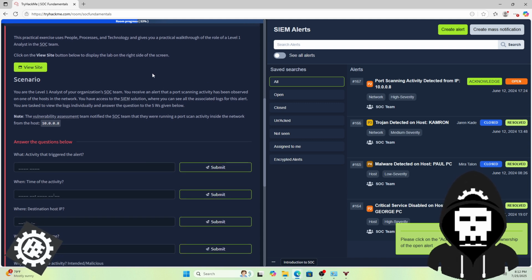So the scenario is, you are the level 1 analyst of your organization's SOC team. You receive an alert that a port scanning activity has been observed on one of the hosts in the network.